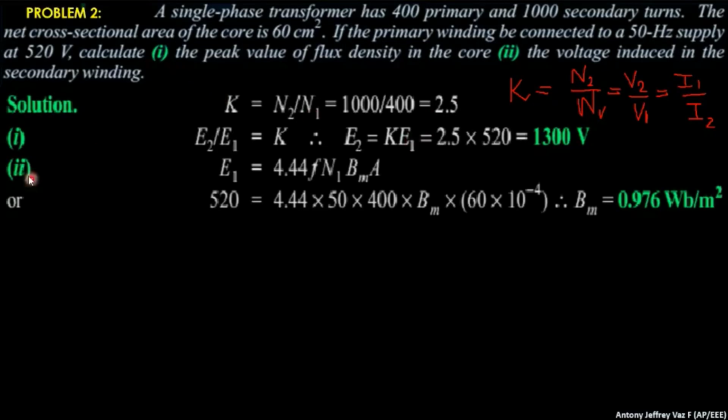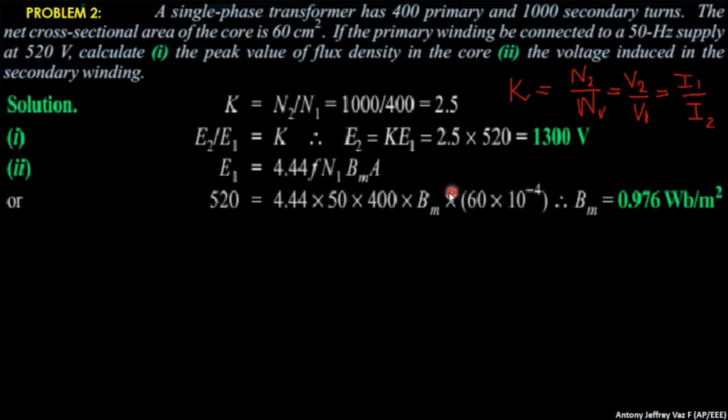Next, in the second step, you are doing the peak value of the flux density in the core. For this, you know the formula: E1 is equal to 4.44 F N1 Bm A. So all the values are given. Substitute E1 is equal to 520, 4.44, F is frequency, which is 50 hertz, N1 is given, which is 400, and the maximum flux density is not known.